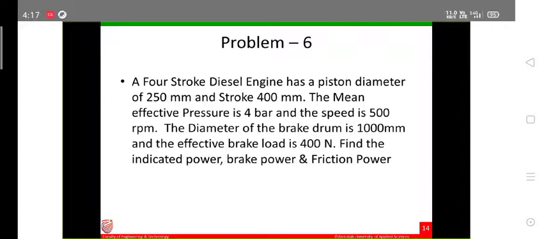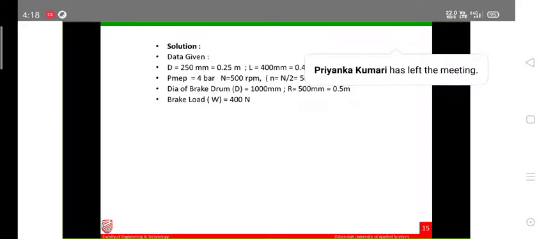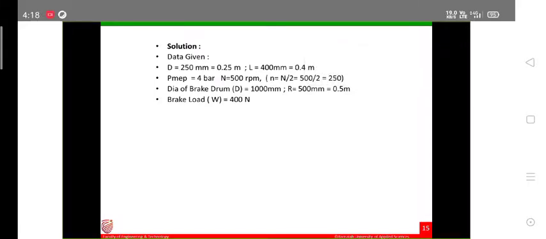In the meantime, you can also calculate mechanical efficiency, because once you know indicated power and brake power, of course you can find out the mechanical efficiency. So let me take you through the data that they have given. The initial data in the statement is diameter, that is 250 mm, length, and mean effective pressure of 4 bar, and N, as I told you, the speed of 500 rpm. Here directly they have taken N equal to N by 2, because it is a 4-stroke diesel engine. The number of cylinders they have not mentioned anything in the statement. That means it's a single cylinder engine.